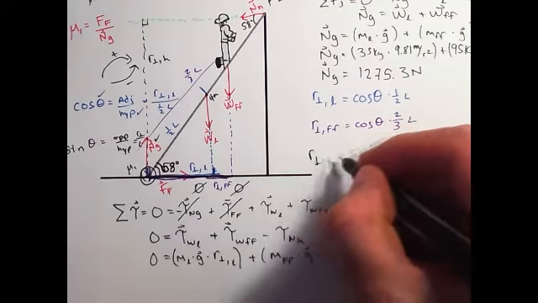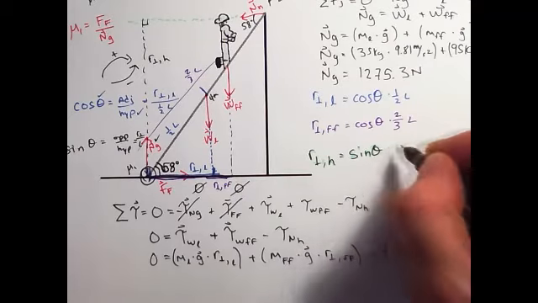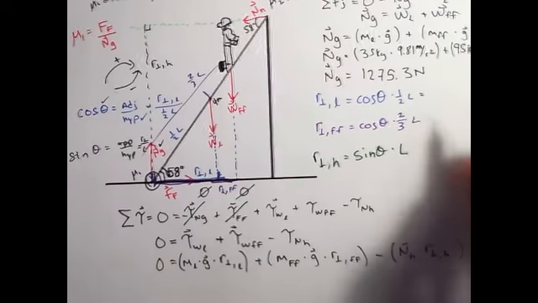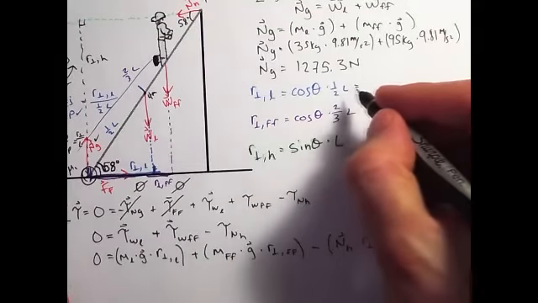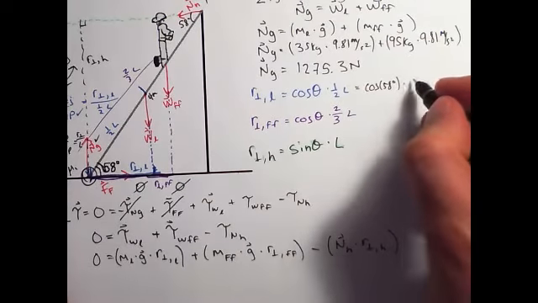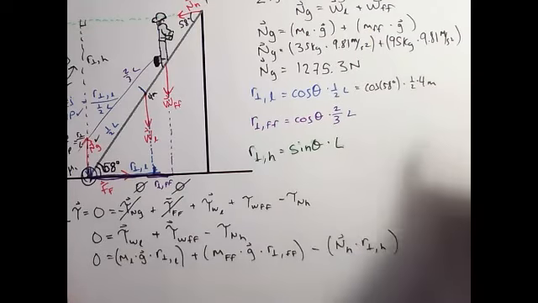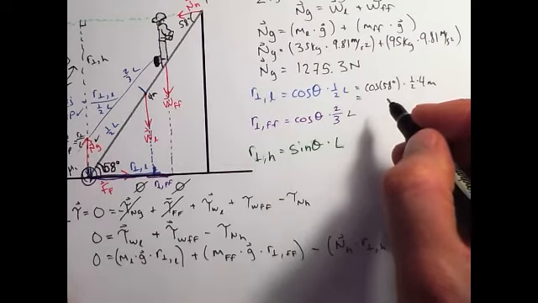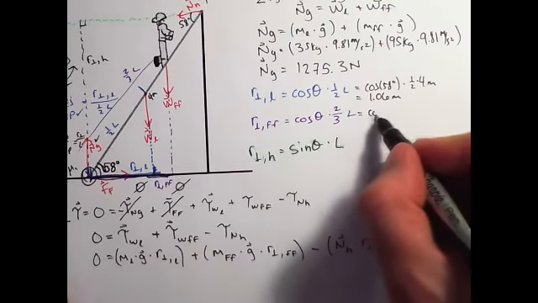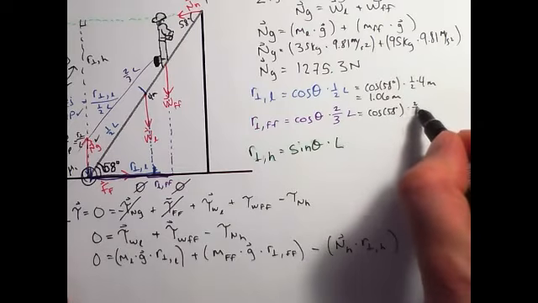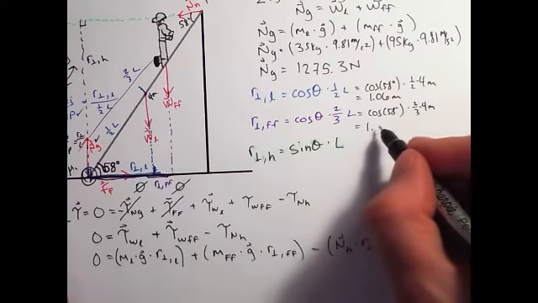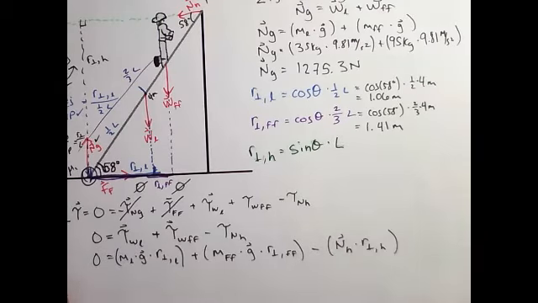My green does not show up well, so I'll just go over it in black. Now we can just sort of plug along and solve for these moment arms. So the cosine of 58 degrees times 1/2 times 4 meters is 1.06 meters. The moment arm of the firefighter is the cosine of 58 degrees times 2/3 times 4 meters, and that one is equal to 1.41 meters.